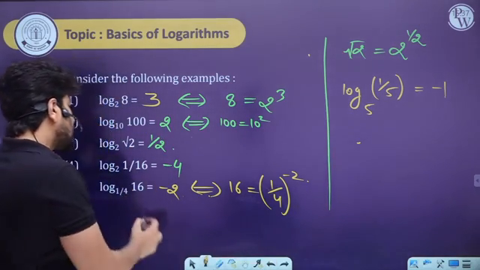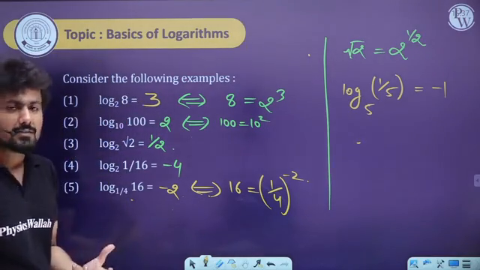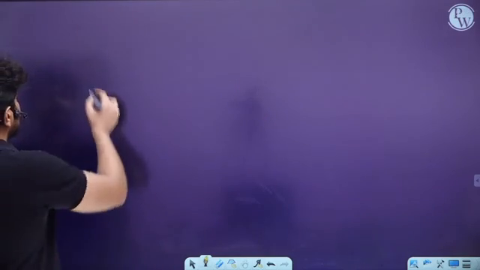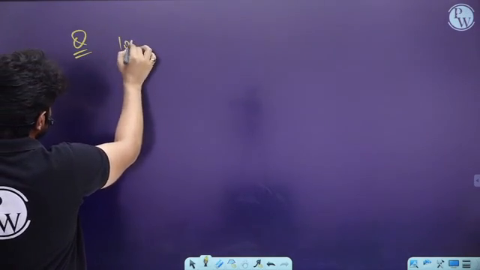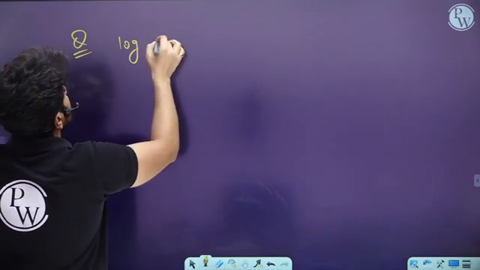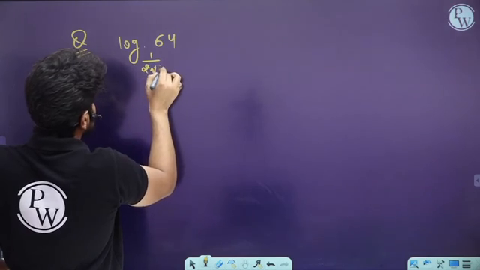Correct? So either you can directly answer, and if it happens that you are not able to directly answer, suppose in this case you are not able to directly answer, or suppose if I take a better example, let's say log of 64 to the base 1 upon 2 root 2. Okay.